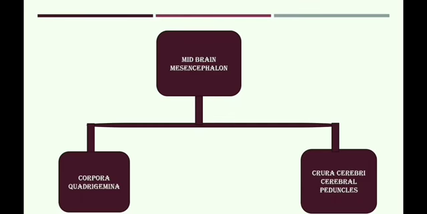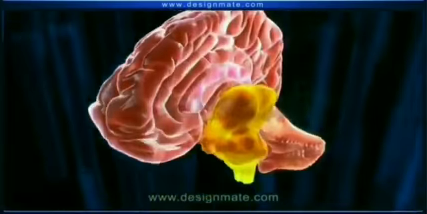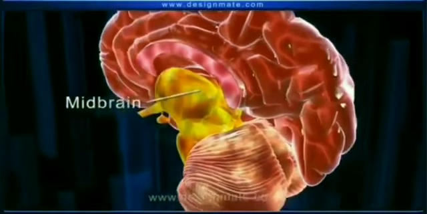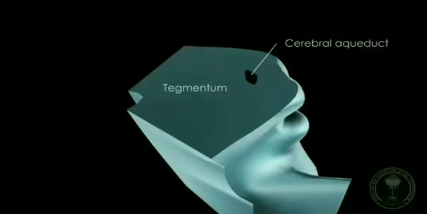Midbrain or mesencephalon consists of two parts, that is corpora quadrigemina and crura cerebri, which is also called as cerebral peduncles. Midbrain or mesencephalon. It is located between diencephalon and the pons varolii. It contains the cerebral aqueduct or iter that connects the third and fourth ventricles together.